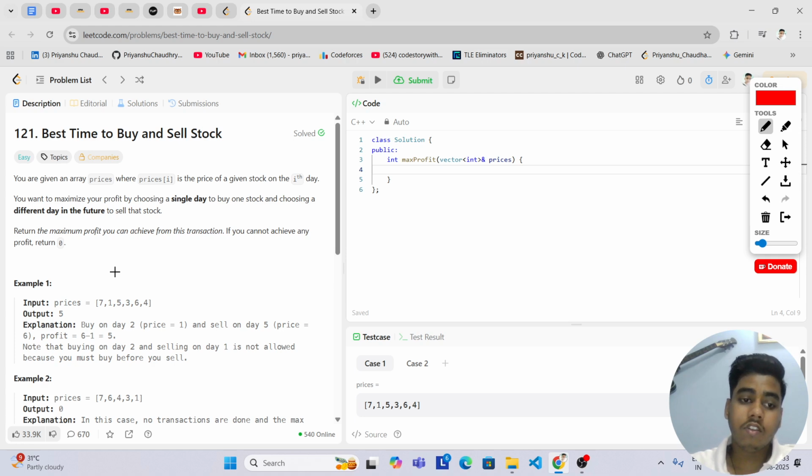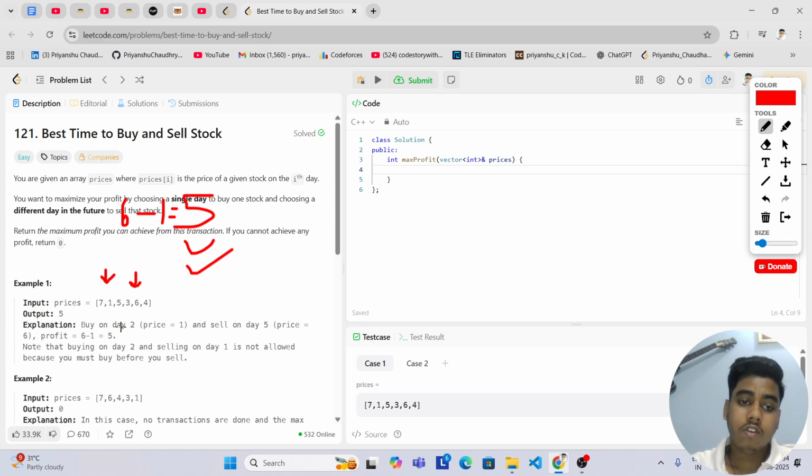So the question is saying that we have to buy a stock at a single day, and we have to sell on a different day in the future. Okay, now from example one we can see the prices array is given, and the explanation says that we can buy on day 2, that is this one. So buying price will be 1 and selling price on day 5 is 6. So the profit will be 6 minus 1 equals 5, and we have to find this maximum profit.